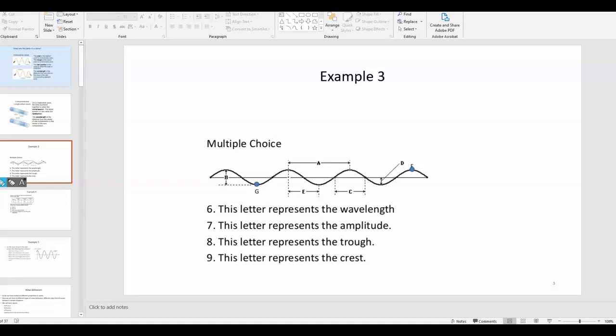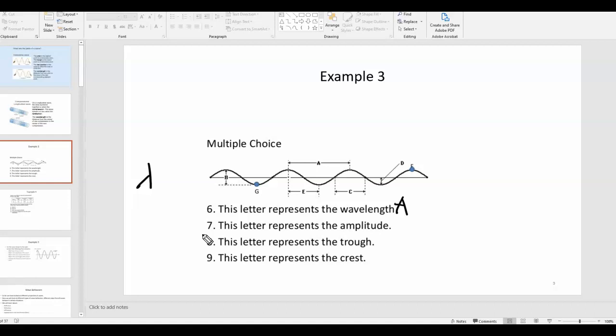We want to pick the letter A, B, C, D, E, F, G, and so on that corresponds to the wavelength. And so looking at the picture, which letter do you think represents the wavelength? Okay, well that is going to be letter A. From one crest to the next crest, that is the wavelength. E actually doesn't represent anything, and C doesn't represent anything. And so the wavelength is A. And remember, by the way, we use lambda, that upside down looking Y, for the symbol for wavelength.